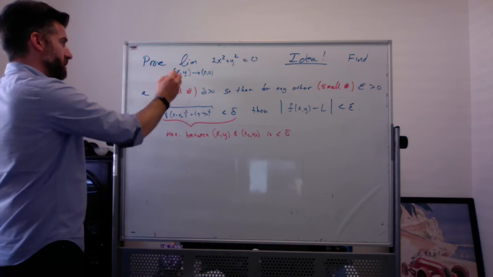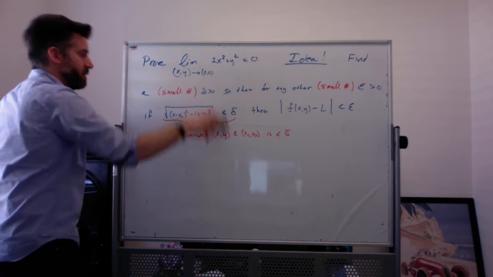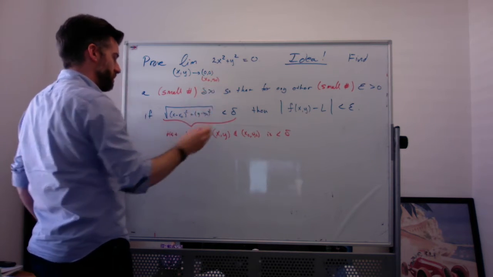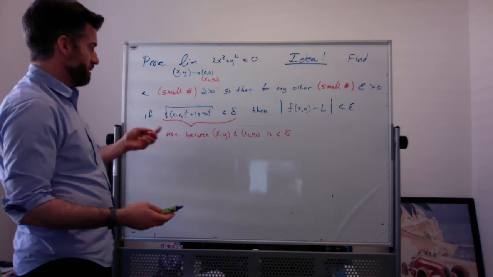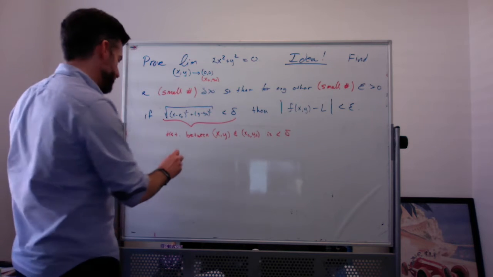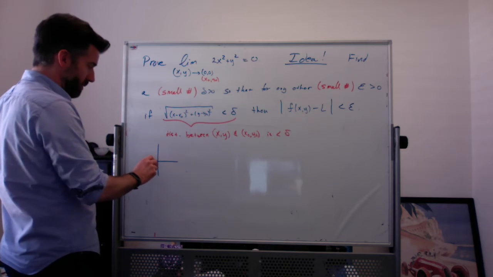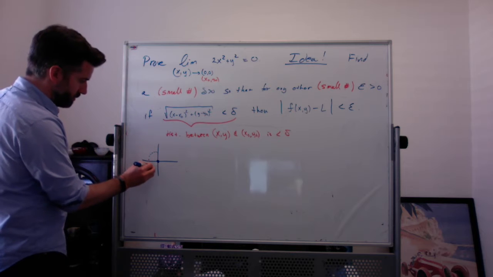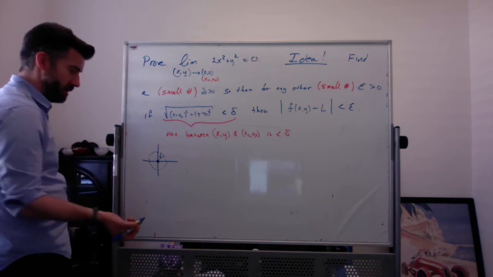And in this problem, (0, 0) is our (x naught, y naught). So what we're really saying is the distance between any point (x, y) and the point (0, 0) has to be less than delta, meaning if you think about it graphically, if your (x naught, y naught) is (0, 0), we have to be within a circle of radius delta.